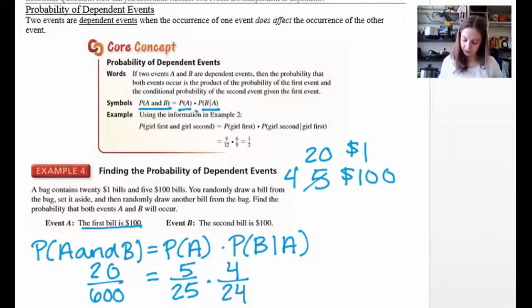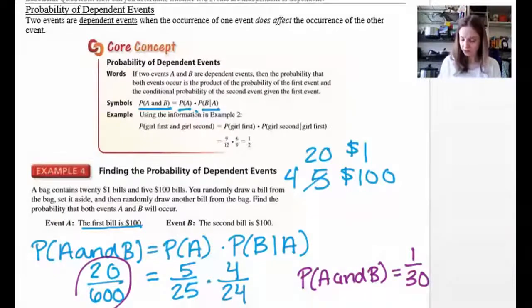Let me reduce that. I'll put it over here. So the probability of A and B is going to be 1/30. I just reduced 20 over 600, which is the same as 0.033, which is the same as 3.3%.